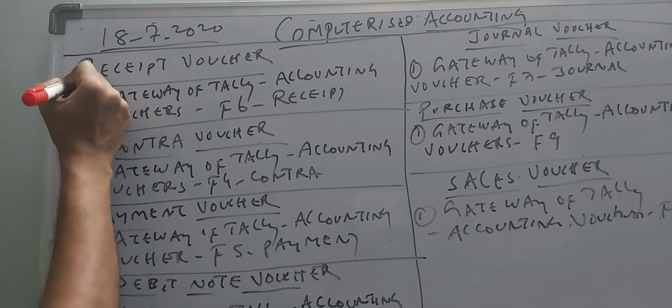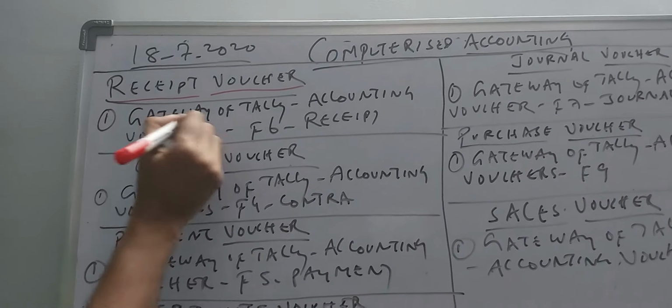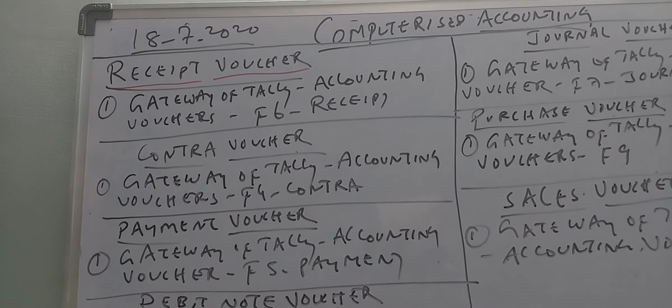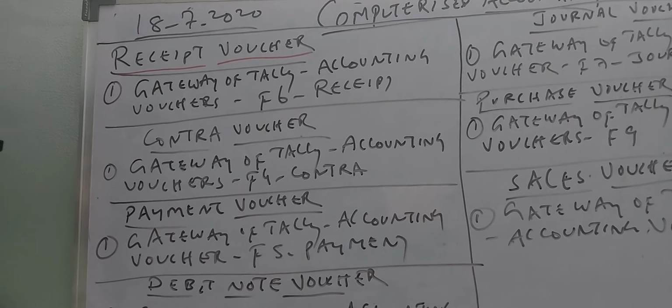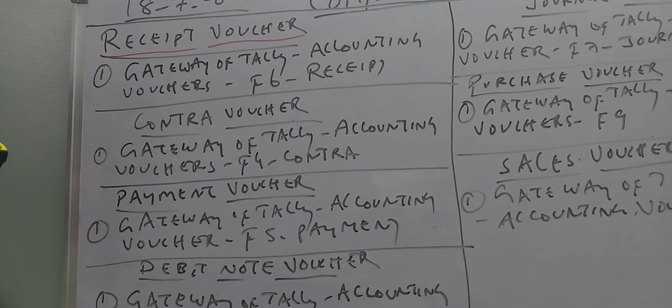So the first is receipt voucher. How do you enter in the gateway of Tally? Now you start from gateway of Tally. I told you the starting screen you will get is the gateway of Tally. But sometimes you will get a screen called company info. Don't panic.